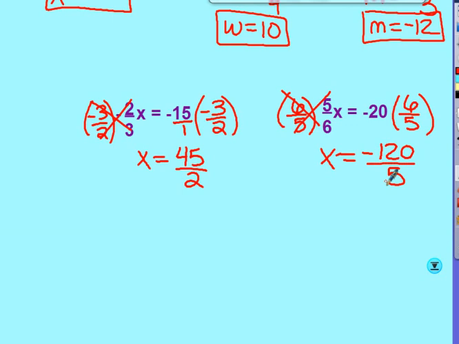You have x equals negative 120/5. So now you have to think, does negative 120 divide evenly by 5? The answer is yes. Negative 120 divided by 5 is negative 24. Those are your one-step equation notes.